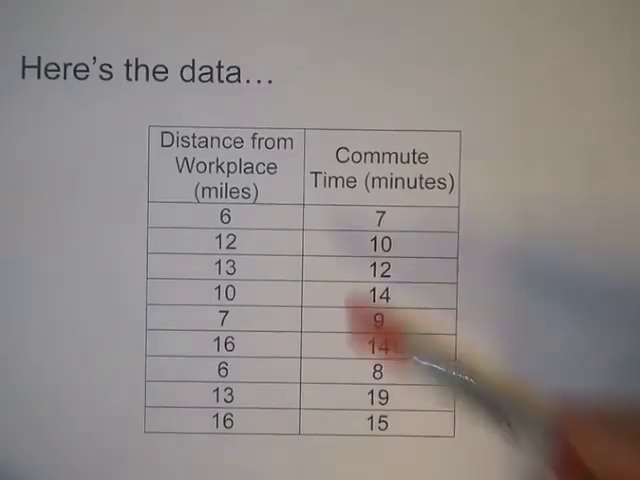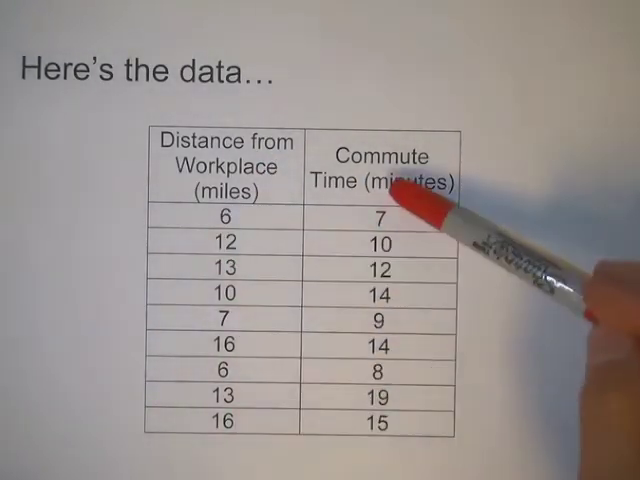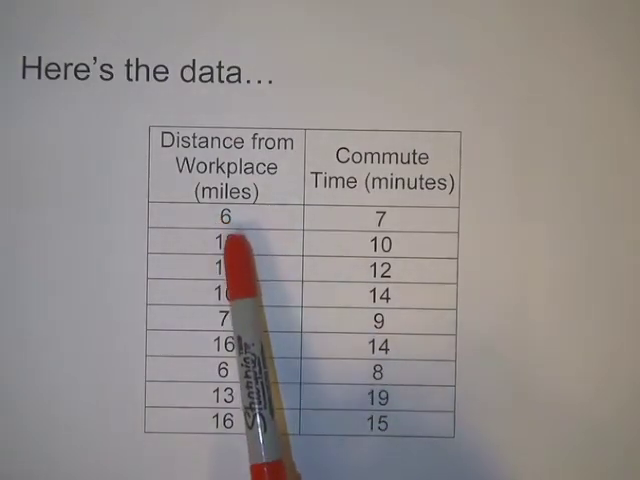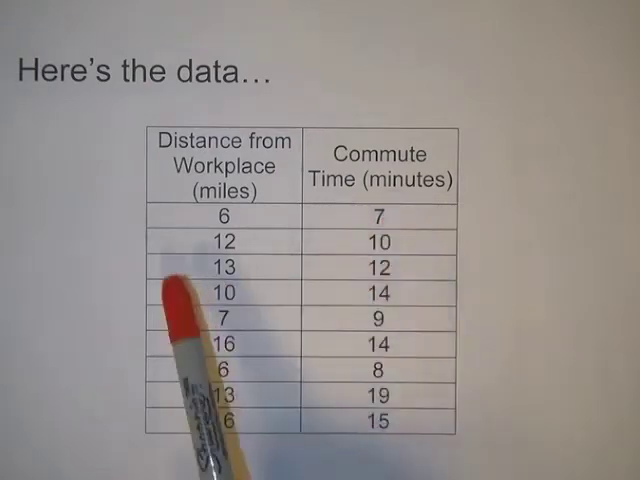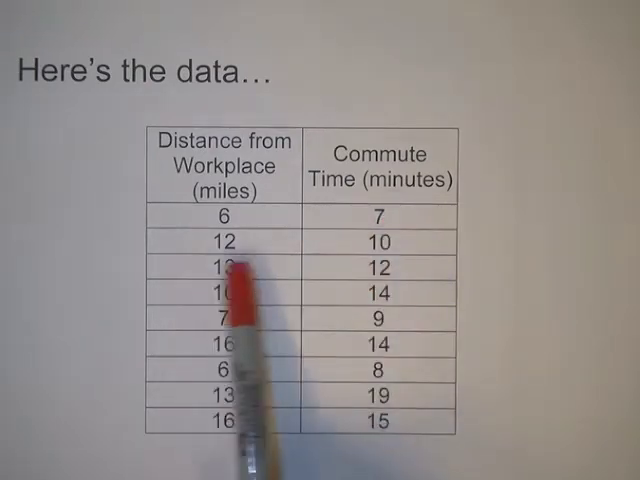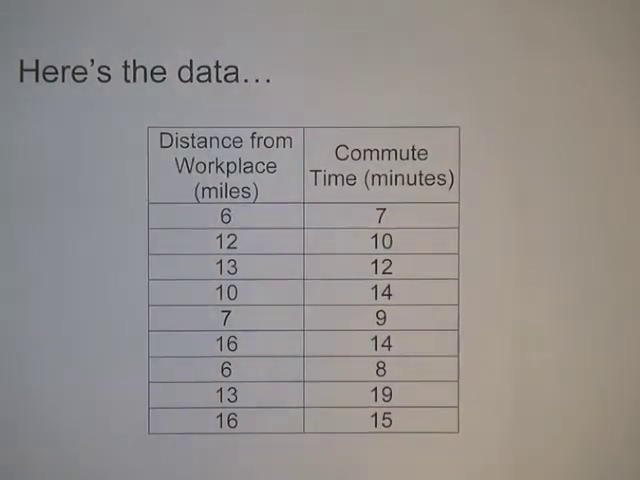These were distance from the workplace, and then this was the commute time. These were in miles, these were in minutes. So one person lives 6 miles from work. It took them 7 minutes to get here on average. This person lived 12 miles from work. It took them 10 minutes. And you can see the 9 data values here.